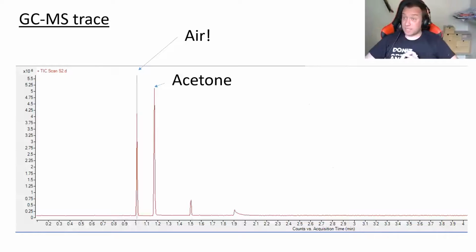And so here's our GCMS trace. We previously saw 37 fatty acids. Here we see 2 big peaks. One is air and one is acetone.